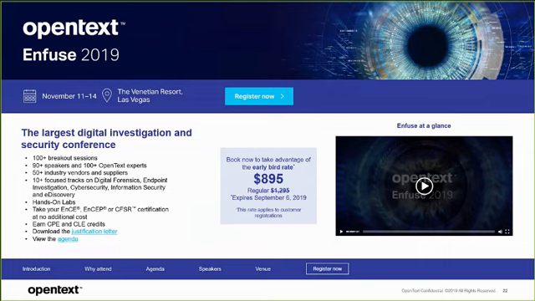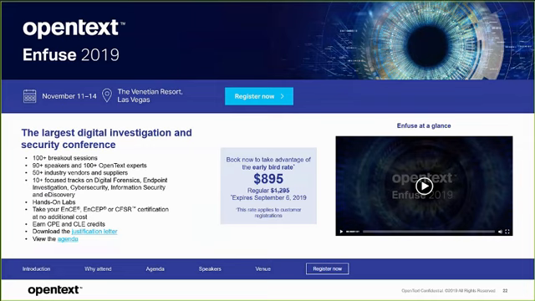Before we jump on to the Q&A, I would like to give everybody a quick update on Enfuse. So OpenText is hosting Enfuse again this year from November 11 to 14 at the Venetian Resort in Las Vegas. As you may be aware, it's our biggest conference for digital forensics, cybersecurity, analytics, and e-discovery. There will be more than 100 breakout sessions, 90 plus speakers, and 100 plus OpenText experts. So this will be a great opportunity for you to learn and network.